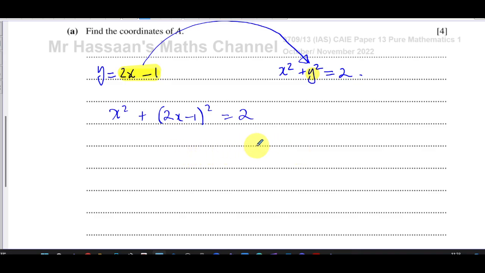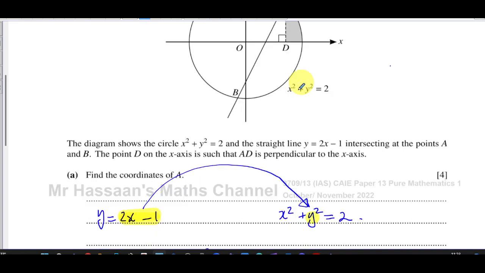If I expand and simplify, I should be able to solve this to find the coordinates of A and B. We want the coordinates of A in the end, which is going to be the one which has a positive x and y coordinate.